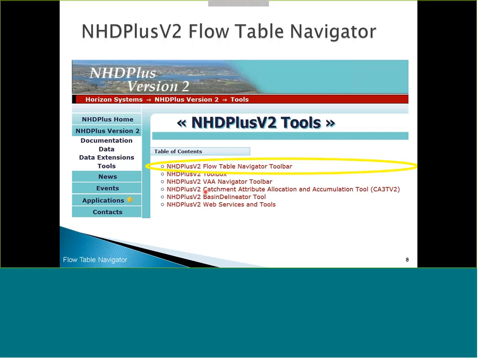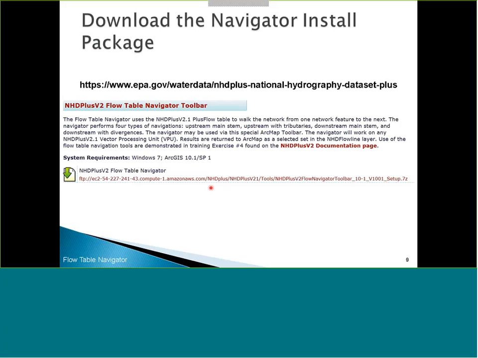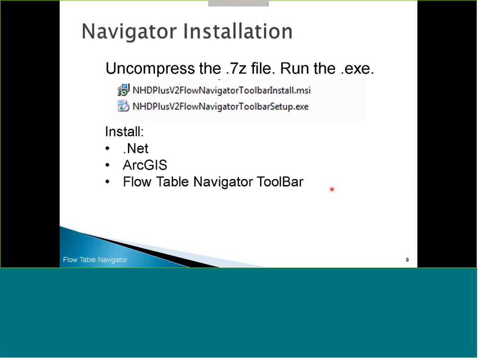Okay, Flow Table Navigator, it's available from the website. You can download it. It comes in a 7Z file. You uncompress it and run the install. When you uncompress it, you get an MSI and an EXE. You want to run the EXE, the setup.exe. You'll need .NET. You'll need ArcGIS. You will not need SQL Server, which is sort of nice.